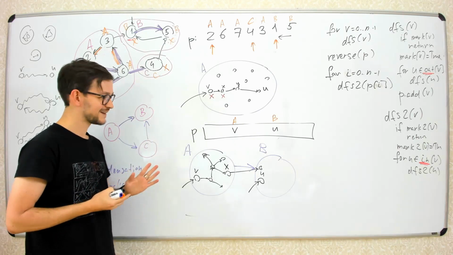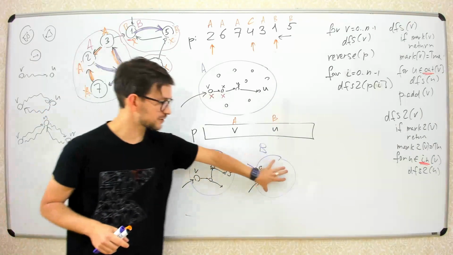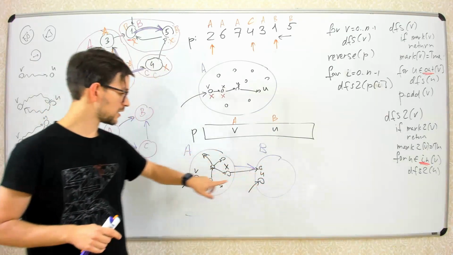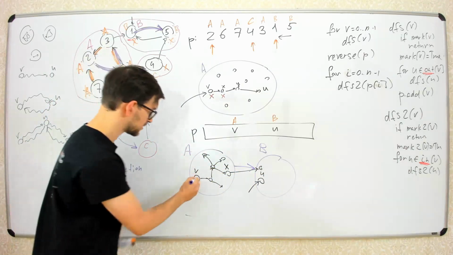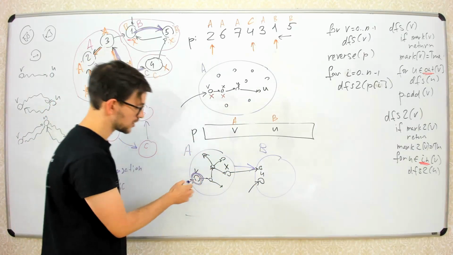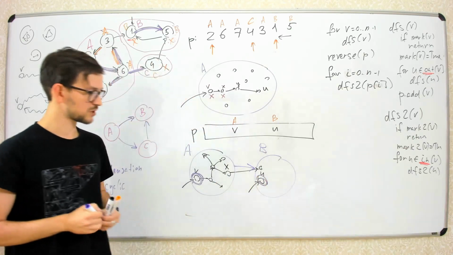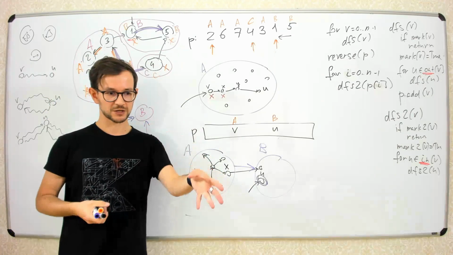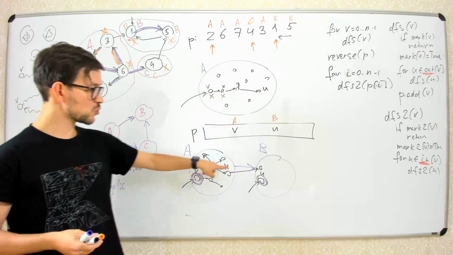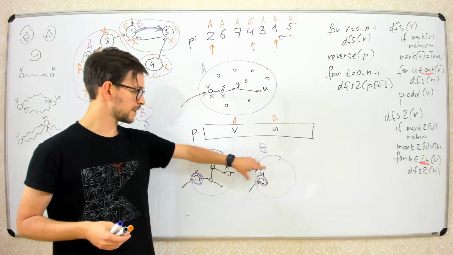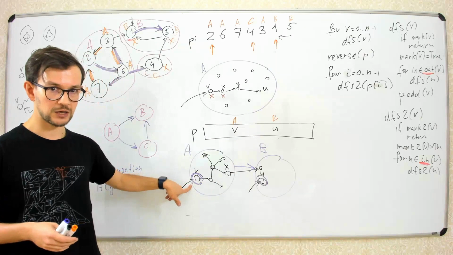Clear enough? So again, what is the observation? If you look at two different components, and for each component you find the first node, which is something special, the special node is just the first node you enter in this component. The observation is very simple. If you have some edge from A to B, then the first node of B must be to the right of the first node of A.